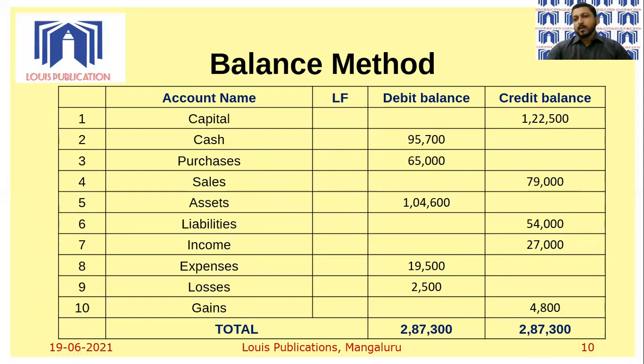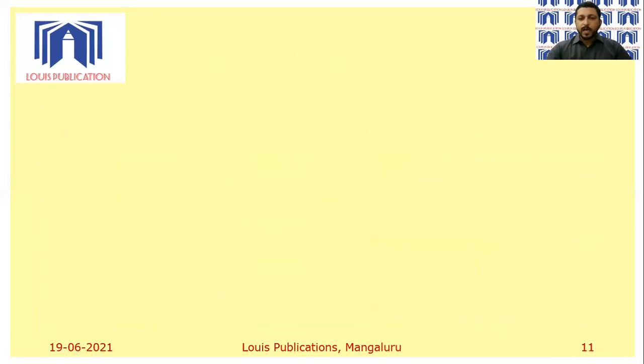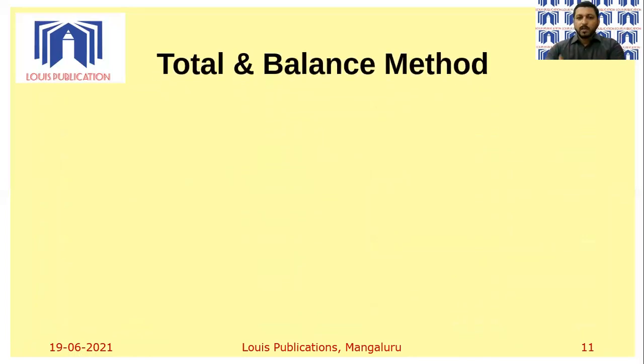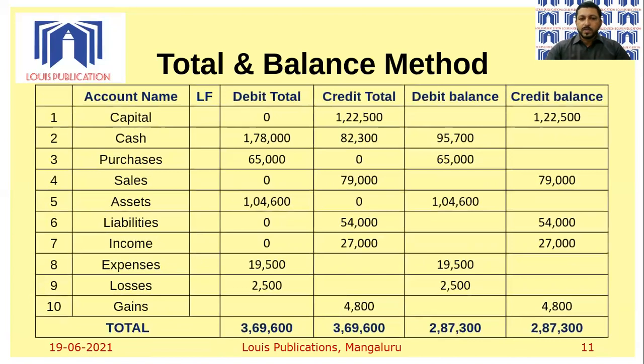And the third method of preparation of trial balance is the total and balance method. As I said, we will take all the 4 amount columns as it is. So debit total will be written, credit total written, debit balance written, credit balance written. This total and this total will be equal. Debit total will be equal to the credit total, and debit balance will be equal to the credit balance. So this is called total and balance method.